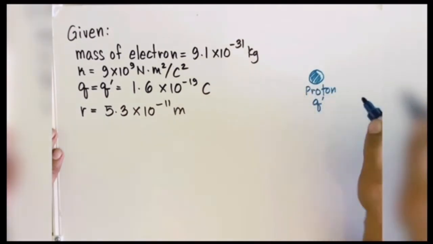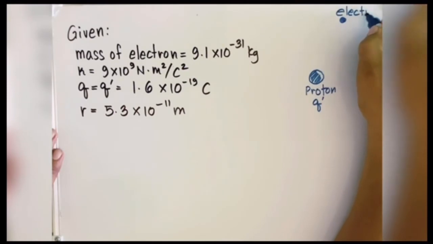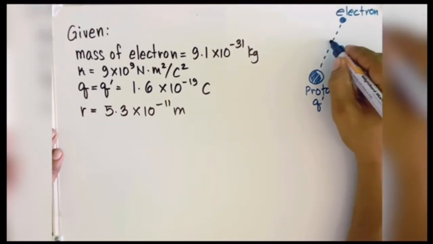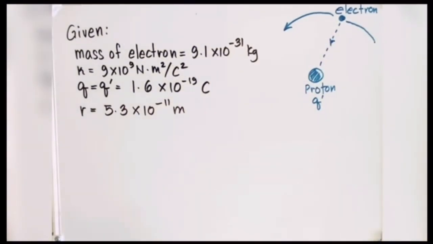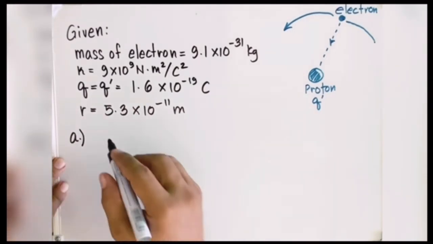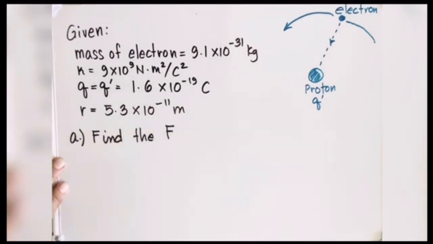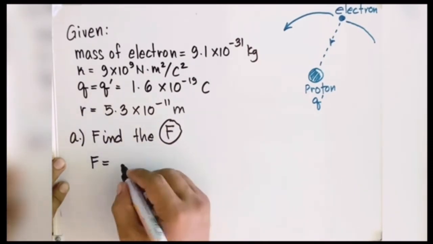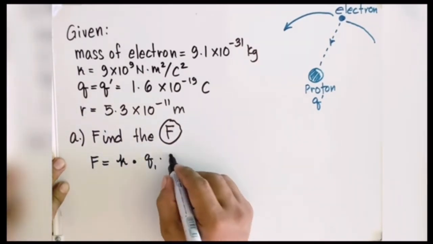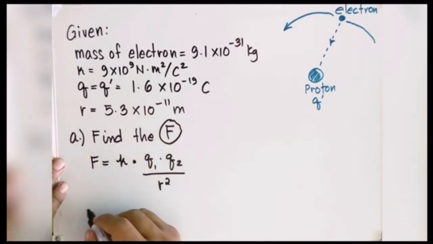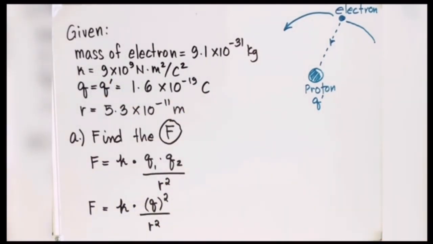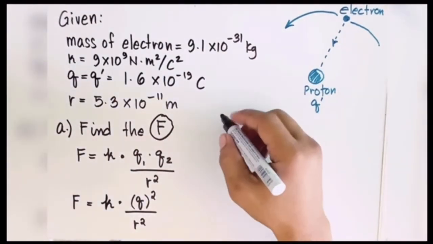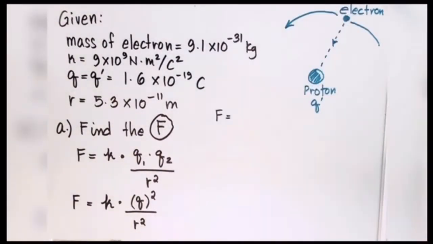For example, if this is the proton at the center with a charge of positive Q, we'll have a distance, the radius, from a spinning electron having a charge of Q equal to negative e. Find the attraction force between the proton and the electron, and that will be given by the formula K times the two charges over R squared. But the two charges are of the same value, therefore we can just square the charge. So now the force is equal to K times Q raised to the power of 2 over R squared.